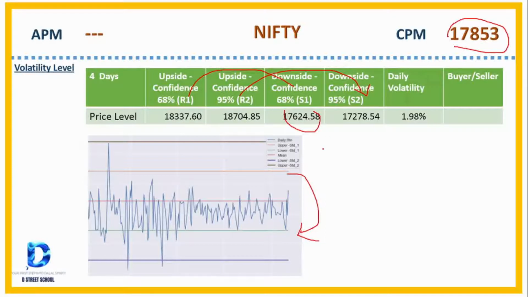Initially, I would recommend you opt for standard deviation 1. If the prices reach that level, you can opt for standard deviation 2. The total daily historical volatility for the next 4 days would be 1.98%. This is the historical volatility for the Nifty for the next 4 days in percentage. I'm sure you will have a good understanding of that.